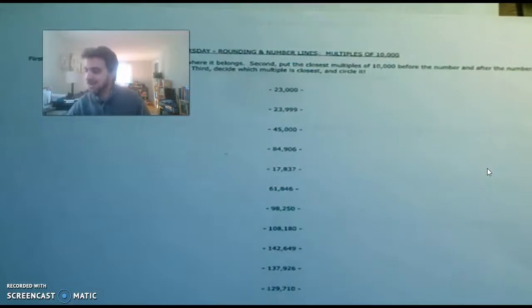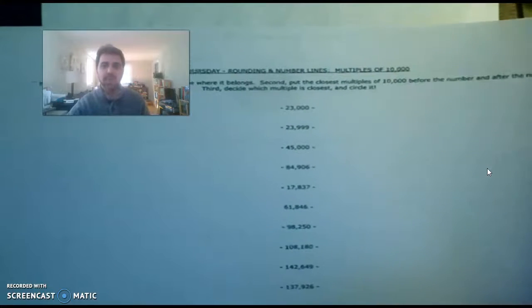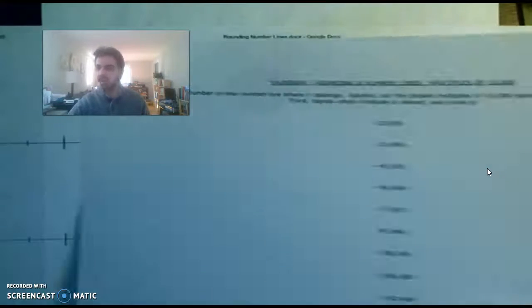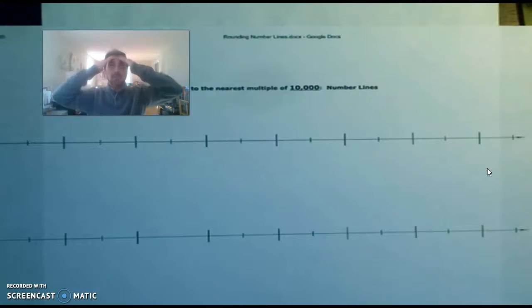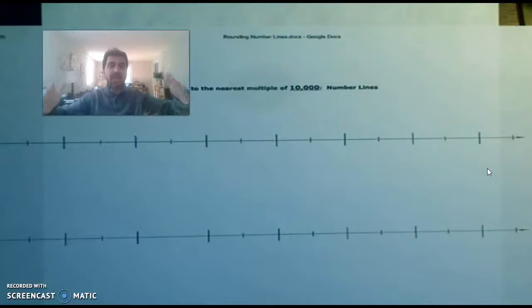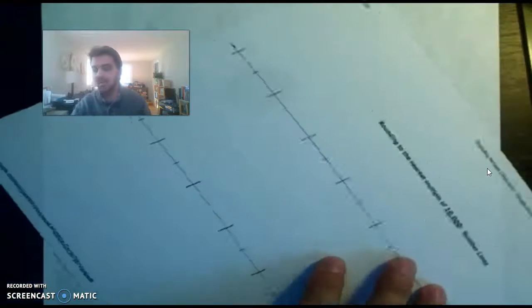And let's do some rounding. So today, boys and girls, we are going all the way up to 10,000, rounding to the nearest multiple of 10,000. So if we skip count by 10,000, let's do this together. We got 10,000. What's next? 20,000, 30,000, 40,000, 50,000, 60,000, 70,000, 80,000, 90,000. What's next? 100,000. Okay, so let's get our number line labeled.